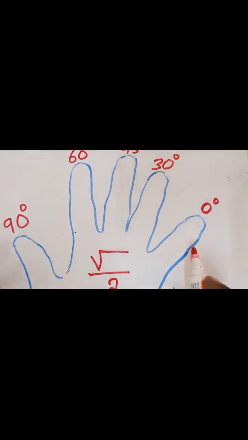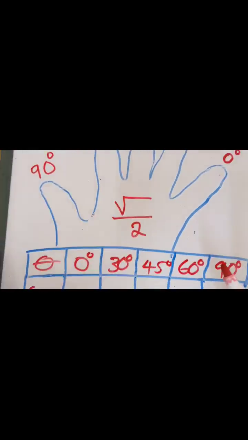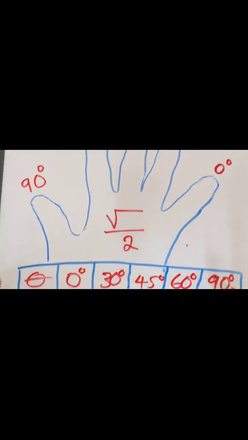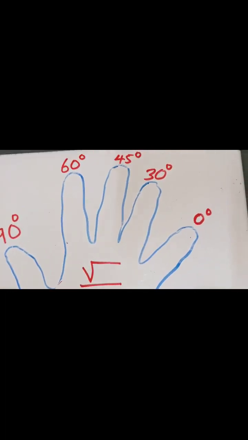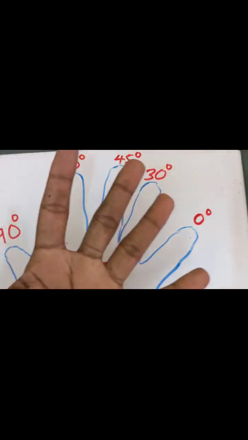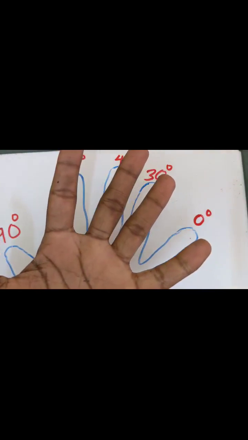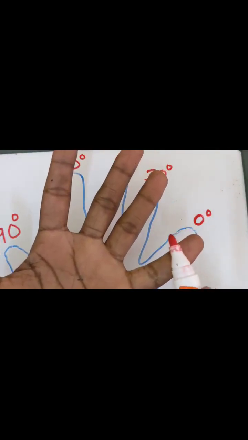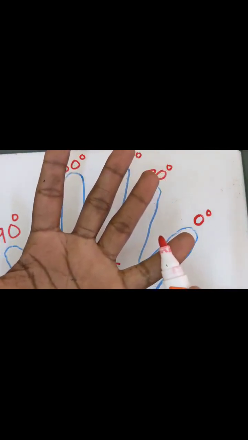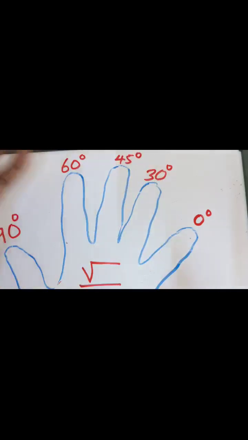So here, this is 0 degrees, okay? If you want to find sine 0, you can just do this with your hand, okay? Do your hand like this. So sine 0 is where? It is right here, okay?